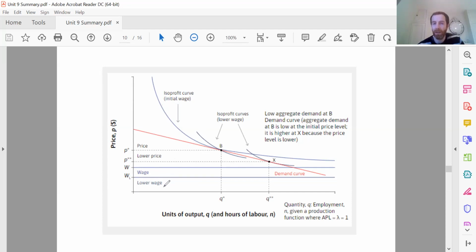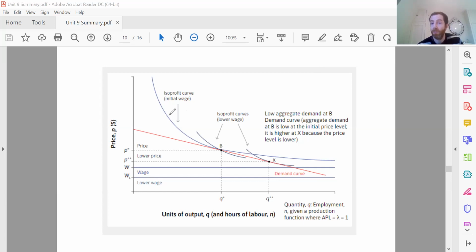So maybe just one quick diversion on why. Well, here the marginal cost is constant. It's nominal wage over lambda. And if the marginal cost is constant, then that means the marginal cost and the average cost are the same thing. And we know that the shape of iso-profit curves is determined to an extent by the average cost curve. So if marginal cost and therefore average cost change, the iso-profit curves are going to change shape. So this one here that says iso-profit curve initial wage, that's where we were before the recession.